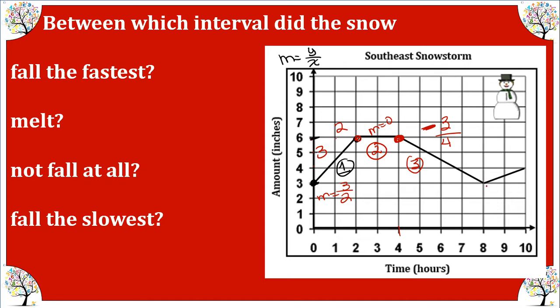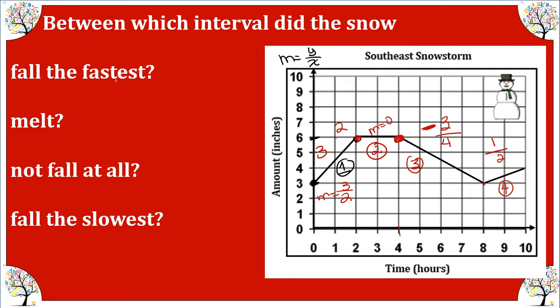And then lastly, from hour 8 to hour 10, this will be interval 4. That's over the next 2 hours, and it goes in the denominator. It went from 3 down to 1 inch. So it fell 1 inch per 2 hours, or 0.5 inches per hour, you could say.